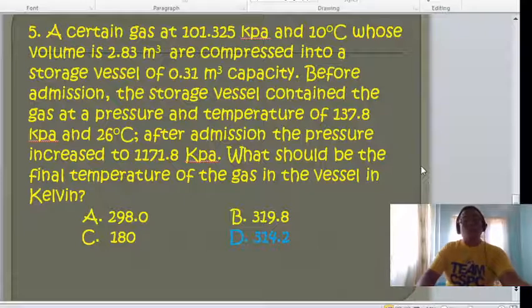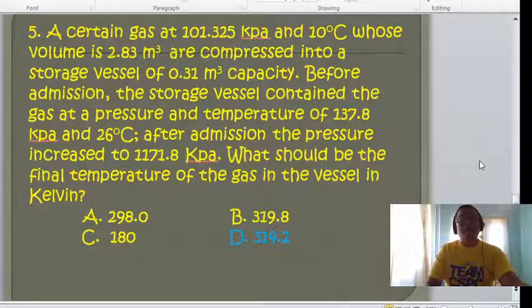A certain gas at 101.325 kilopascal and 110 degrees C, whose volume is 2.83 cubic meter, is compressed into a storage vessel of 0.31 cubic meter capacity. Before admission, the storage vessel contained the gas at a pressure and temperature of 137.8 kilopascal and 26 degrees C. After admission, the pressure increased to 1171.8 kilopascal. What should be the final temperature of the gas and the vessel in Kelvin? This is quite difficult, class. The options are 298, 319.8, 180, and 314.2 Kelvin.